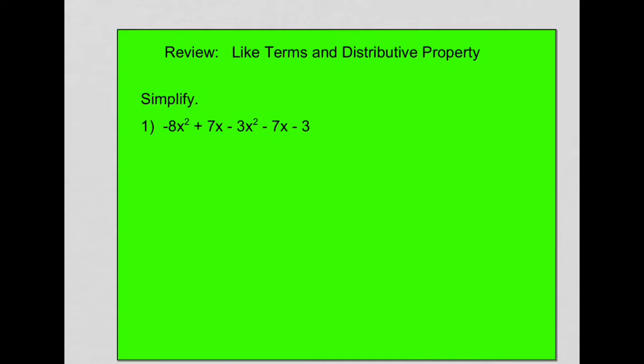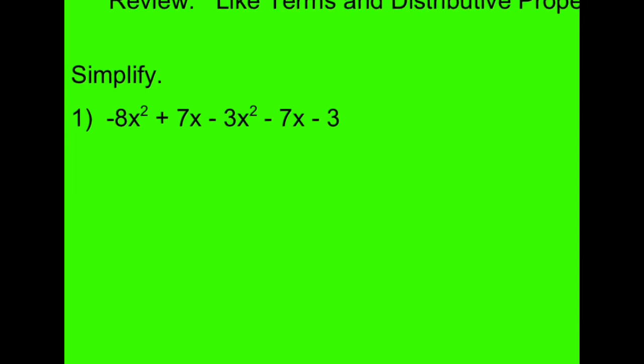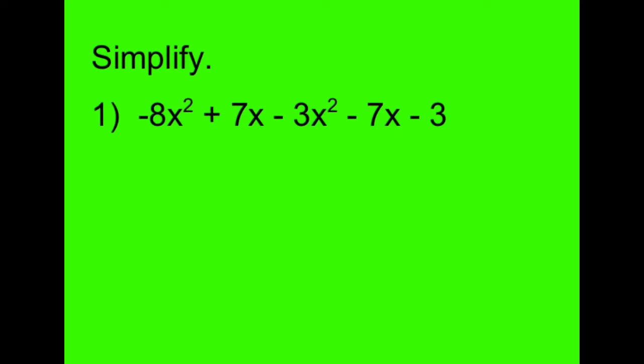So I want to start off with a like terms assignment where the instructions say to simplify. And when it says to simplify, that means combine the like terms, or combine the terms that have the same variable part. So I want to identify the terms that have the same variable part. We have a negative 8x squared and we have a negative 3x squared. Those both have the same variable part. And it's really important you recognize that the negative sign goes with that 8, and the negative sign goes with that 3. So when we're combining those two terms, that's negative 8 and negative 3.